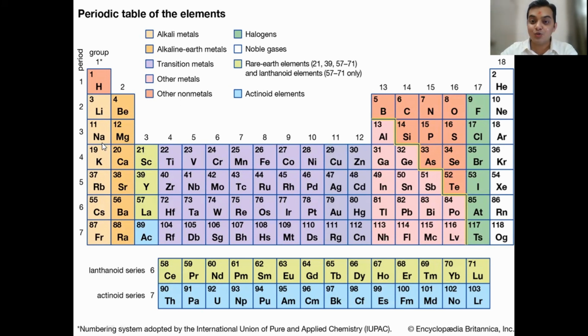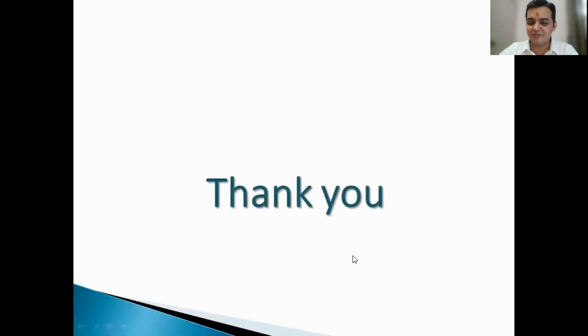Why S contains 2, why P contains 6, why D contains 10, why F contains 14, just because that is the number of electrons that subshell can have. So this is how the periodic table was designed by a scientist. For today's lecture, this much is enough. You revise this, because in the next lecture, I'm going to tell you the shortcut of each and every element.